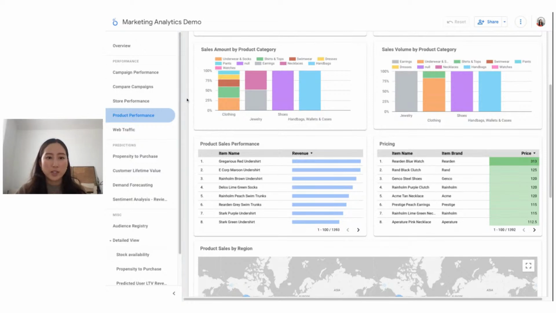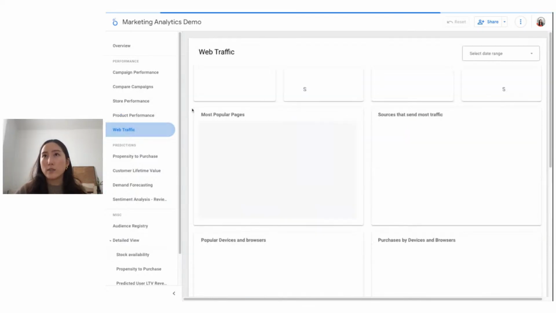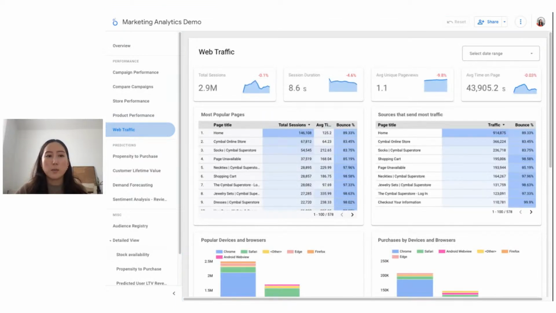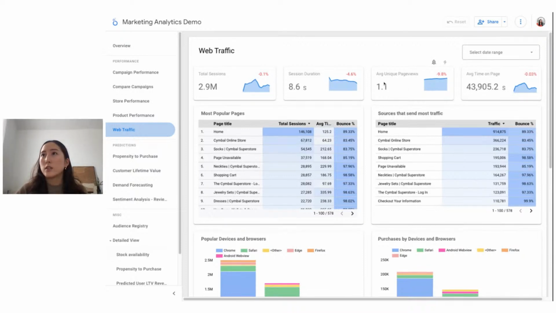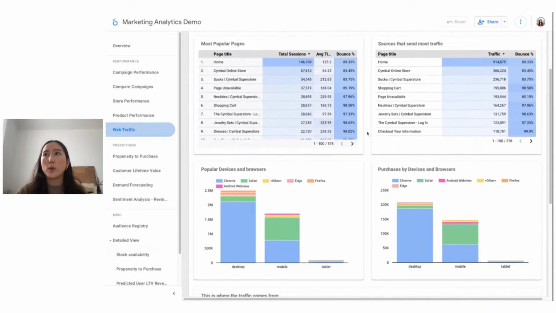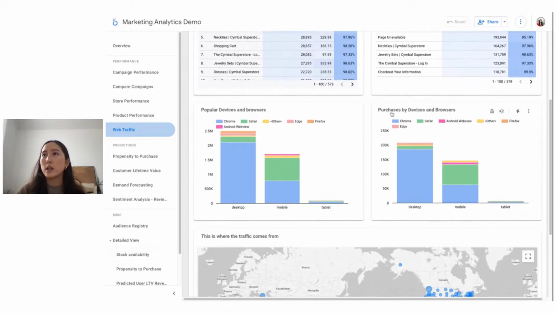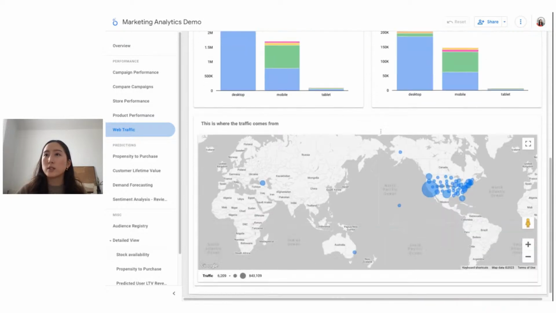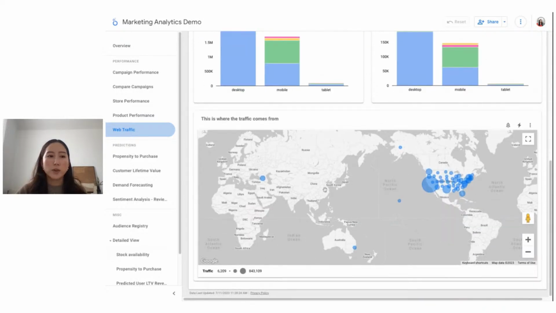So now that Maria feels like she has a good grasp on her in-store performance and her products as a whole, she wants to maybe look at the web traffic that's on her website. And so you can see some common KPIs like unique page views, time on page. But you can also see how and when customers are buying. So you can break down purchases by what devices they're using, what browsers, and also where the traffic comes from.